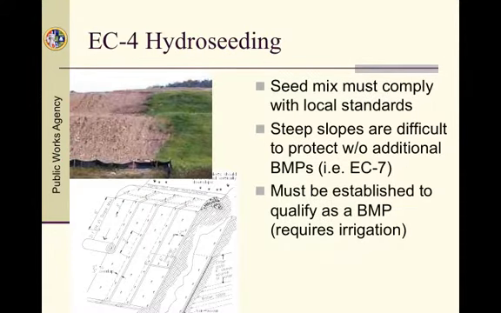EC-4 is for hydroseeding. At the end of a project, you'll see lots of slopes. Obviously, they will get hydroseeded at times, and then irrigation will get built up to make sure that the seeds germinate and vegetation actually grows. With EC-4, you often see various types of other BMPs utilized at the same time, such as mats or jute netting, to make sure the slope stays stabilized while the hydroseed is germinating with the irrigation.